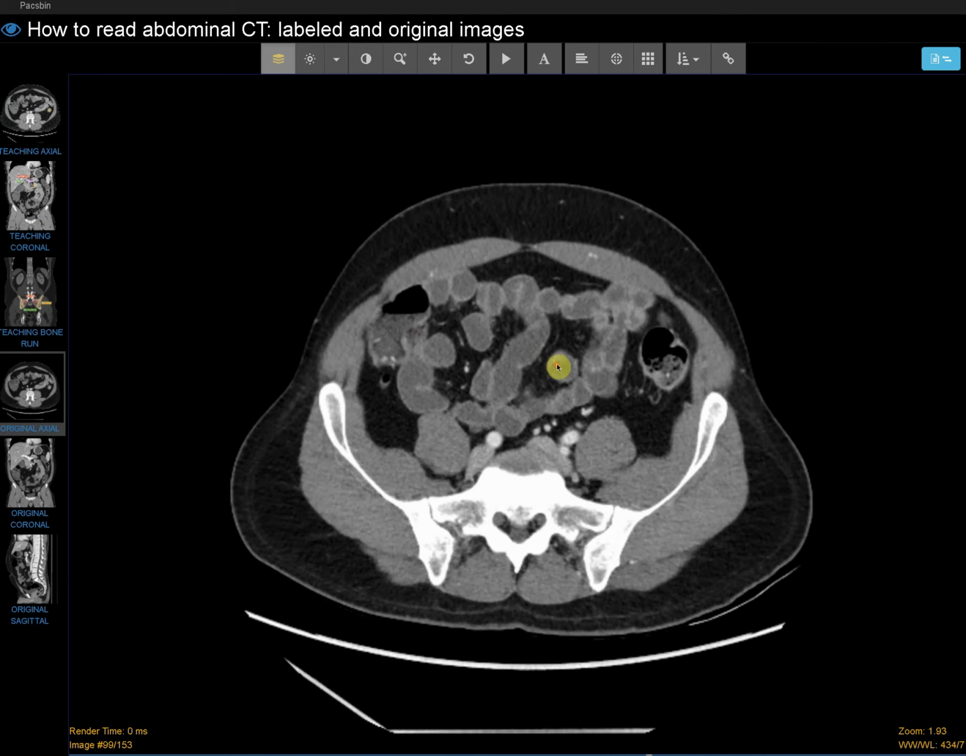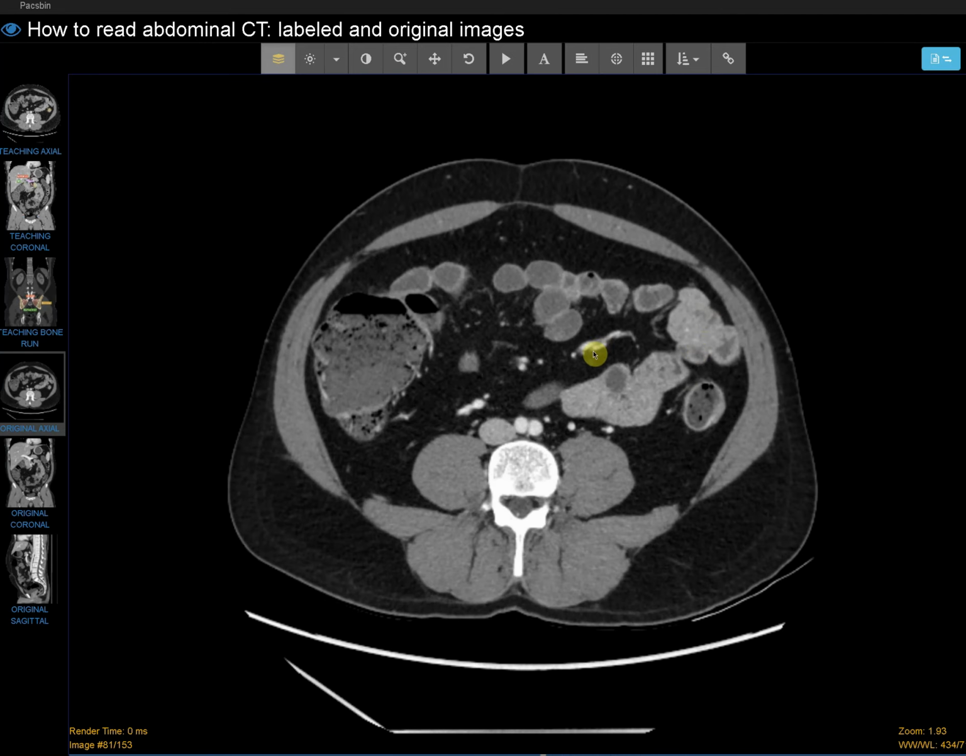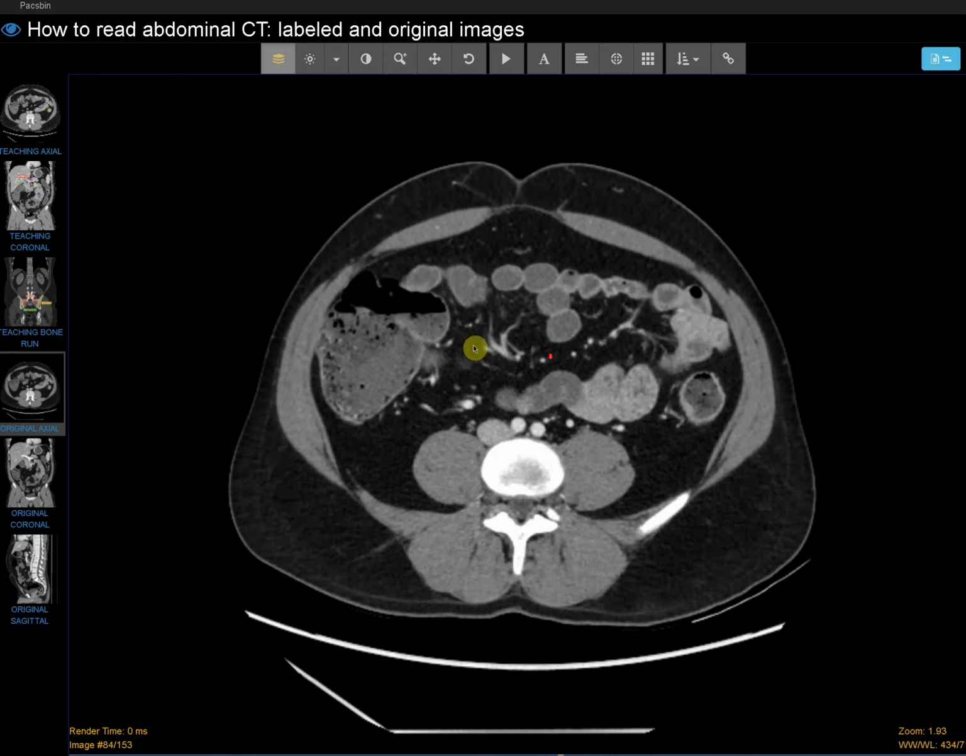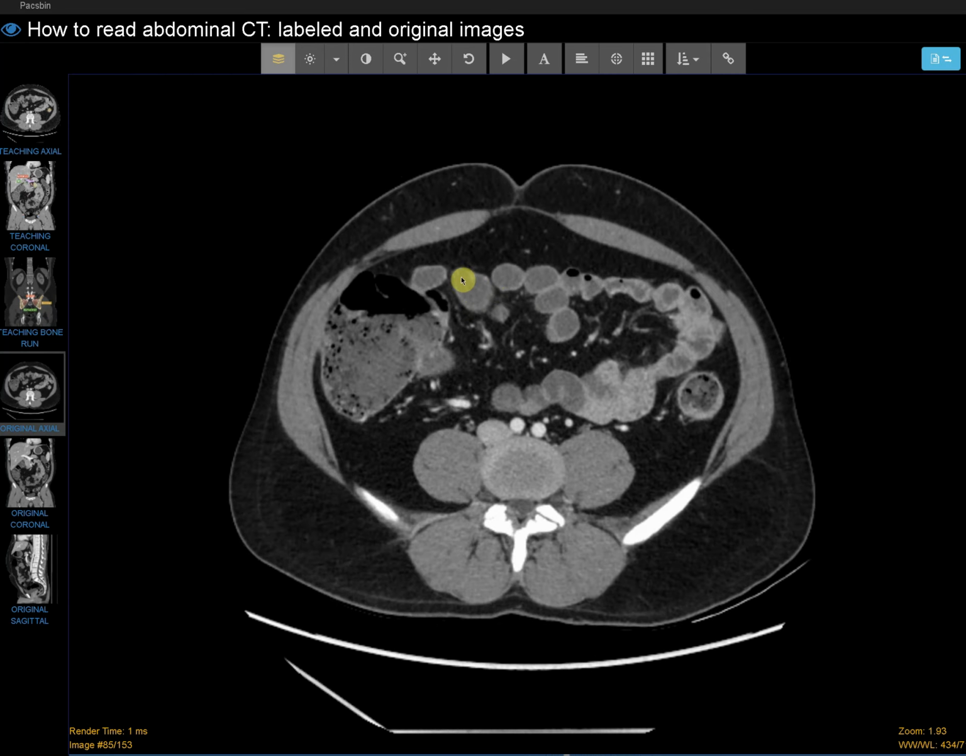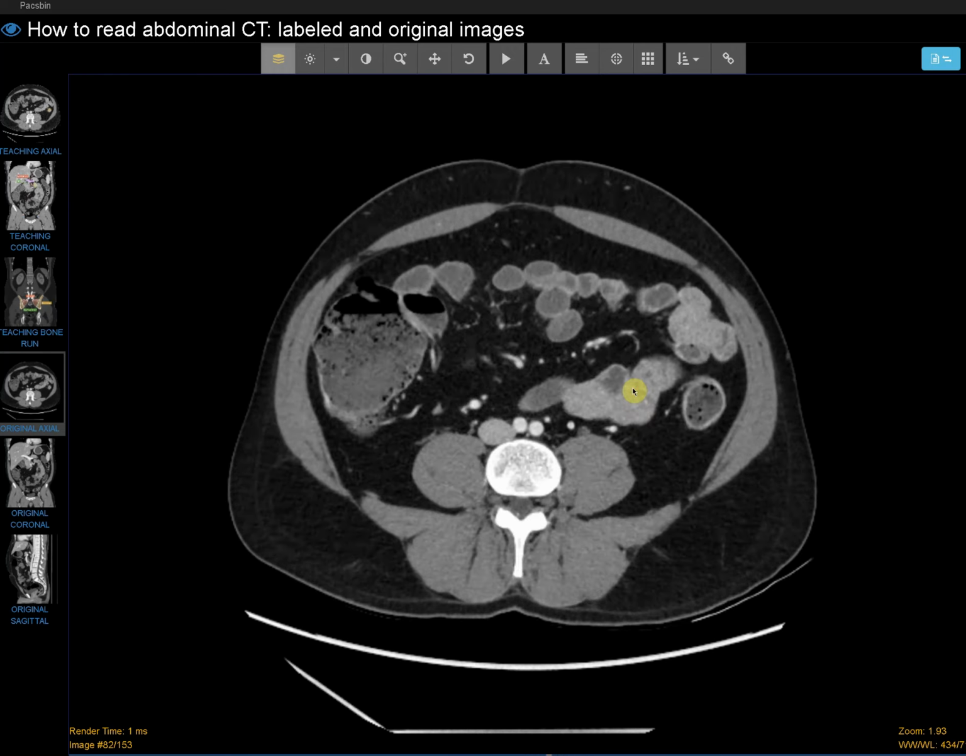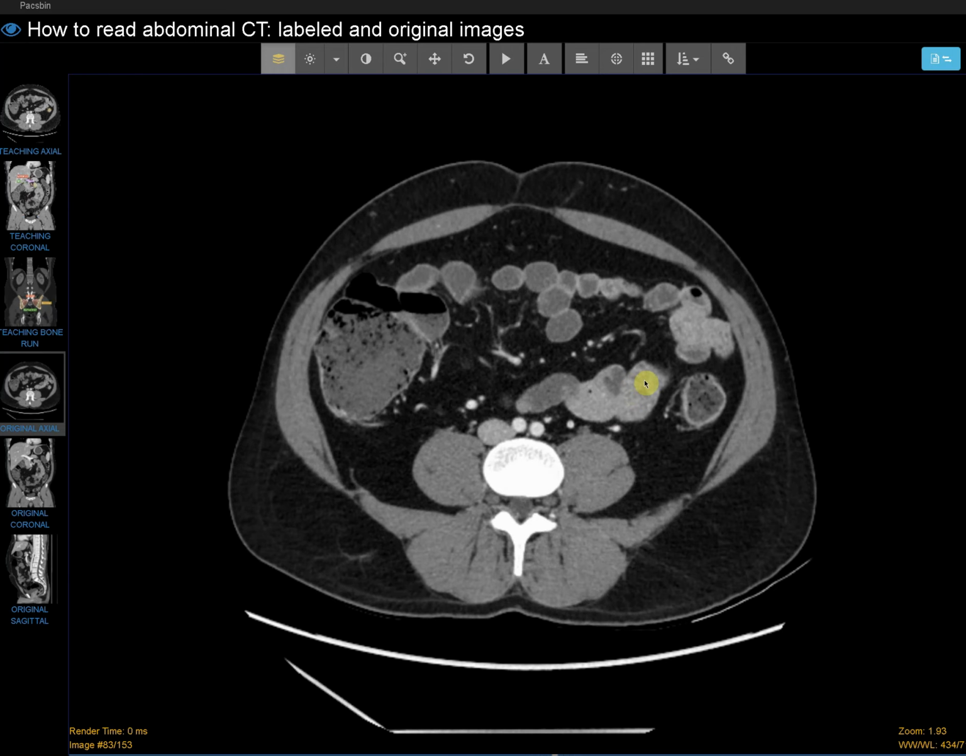These are our loops of ileum. These are our loops of jejunum. And you can see immediately how the fold pattern is different in the jejunum versus the ileum. The ileum is kind of smooth and featureless versus the jejunum has these folds that we can see.